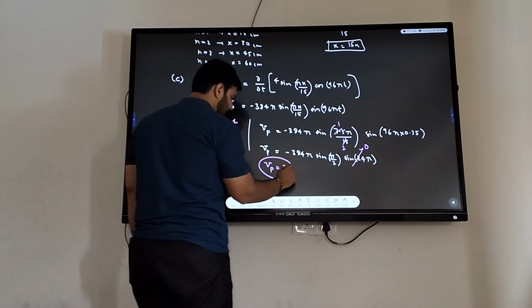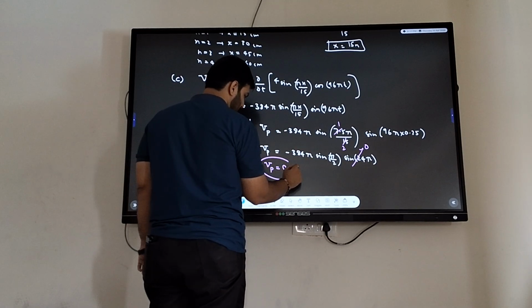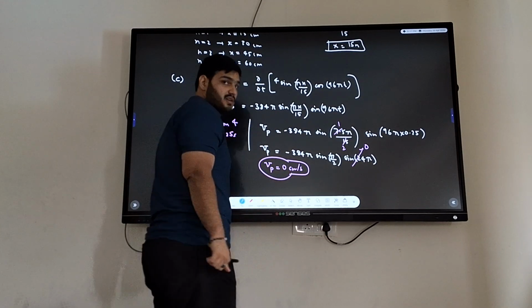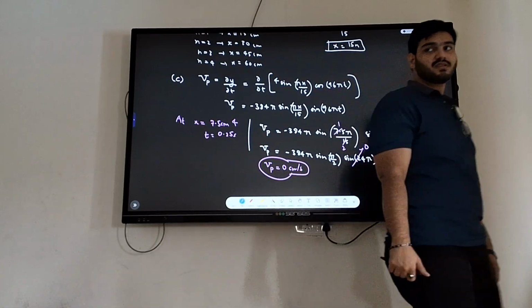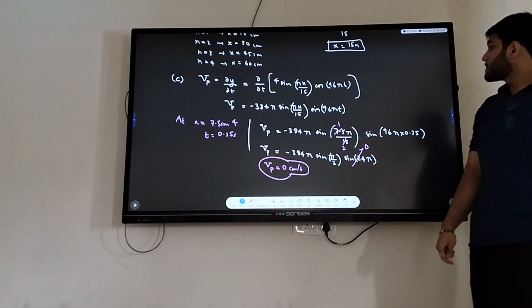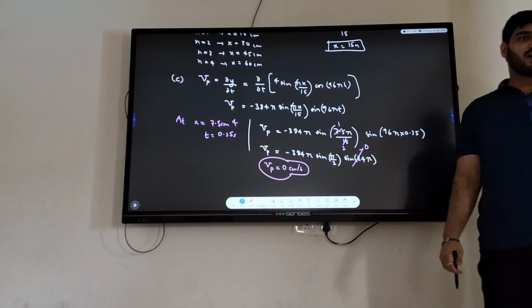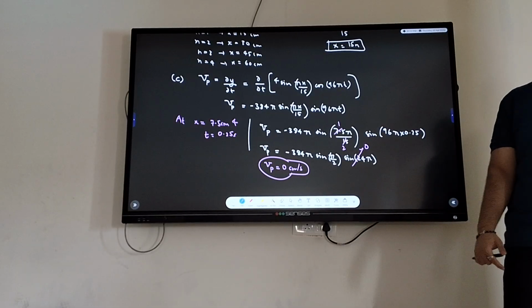So Vp equal to 0. Can you write the last one yourself? Can you try the last one yourself? Take it as a homework, and if you have completed with this then we take it.